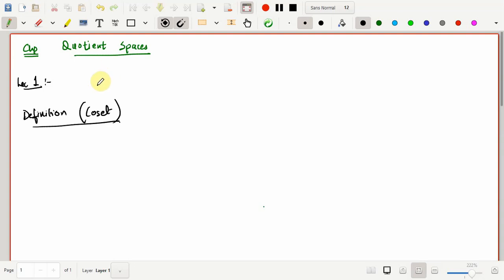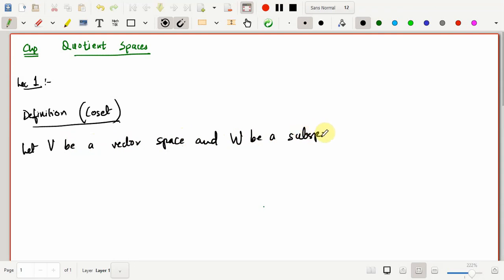Quotient space is basically a vector space containing sets as its elements. Now what are those sets, and how those sets are constructed, we will see from this definition. So given a vector space V, let V be a vector space, and W be a subspace of this V over the same field.